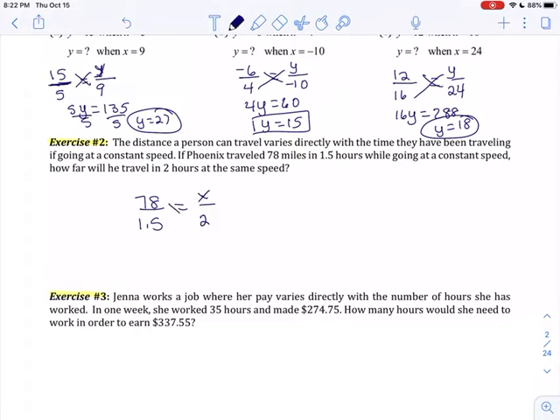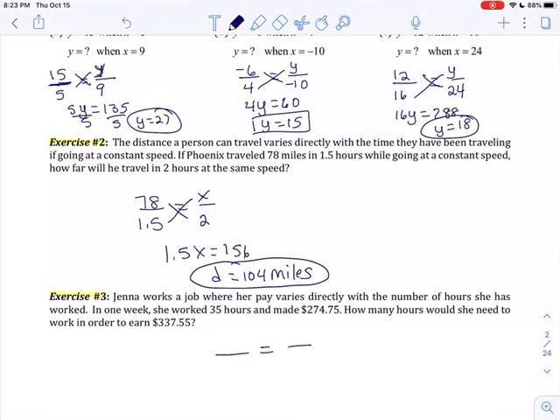So I got distance over time, and then distance over time. If you wanted to, you could have just called that d for distance. It doesn't matter. I'm going to cross multiply, and I got 1.5 times x equals 78 times 2, which is 156. So my distance is 104 miles. So I'm setting up a proportion to solve these. This is direct variation.